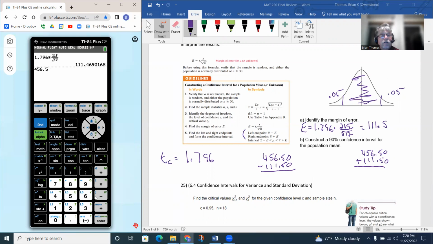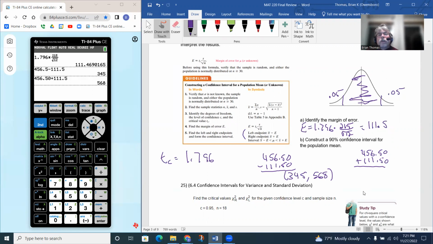So 456.5 minus 111.5 gives 345. It's going to be our left boundary. And then we have 456.50 plus the 111.5, and that'll give us our right endpoint, which is 568. So that would be our level of confidence. We would feel 95% confident that our values would be between 345 and 568.